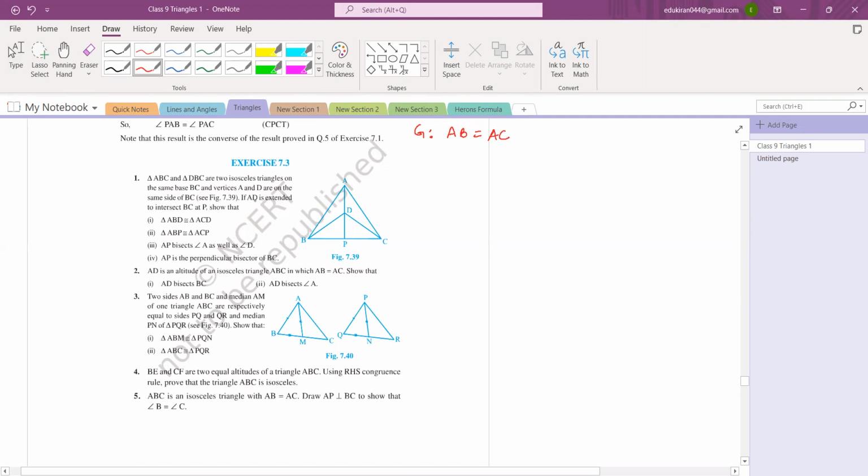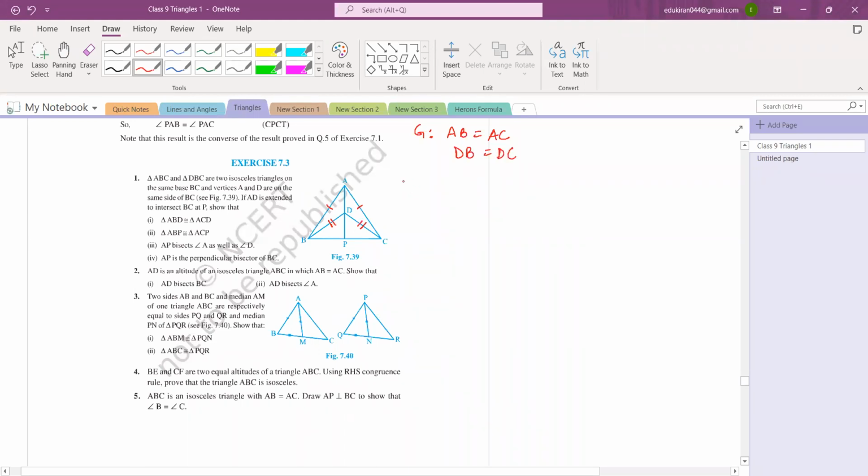On the same base BC, and vertices A and D are on the same side of BC. If AD is extended to intersect BC at P, you have to show. Oh, wait, something else is also given. ABC and DBC are two isosceles triangles on the same side of BC. When they are isosceles, this side is equal to this side, and this triangle is also isosceles, so this side is also equal to this side. So DB is also equal to DC. So this much is given.